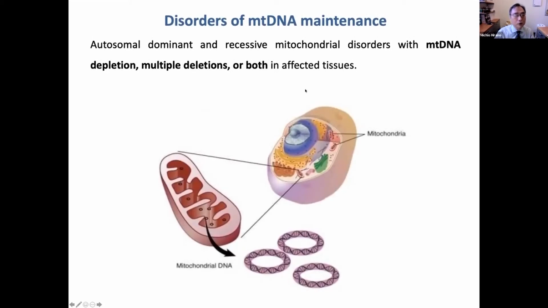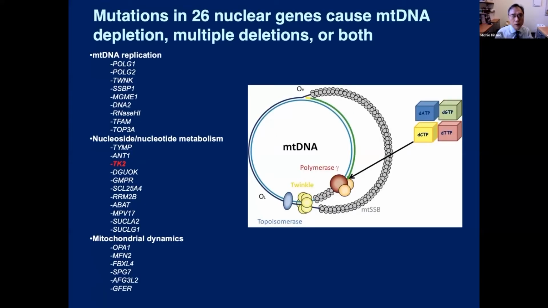So one group of mitochondrial disorders is due to primary defects in the nuclear DNA that cause instability of mitochondrial DNA, leading to the accumulation of multiple deletions and depletion, or both, in affected tissues. There are at least 26 nuclear genes that cause mitochondrial DNA maintenance disorders, and the one I'm focusing on is TK2, thymidine kinase 2 deficiency.